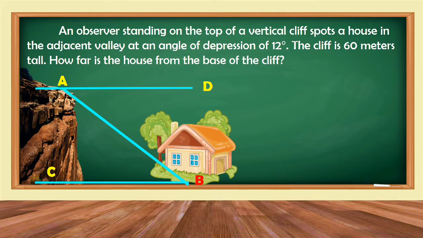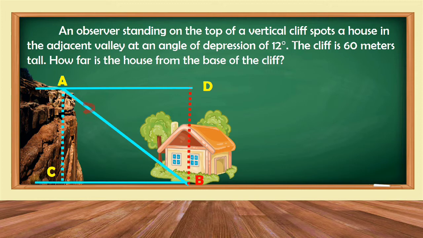Second problem. An observer standing on the top of a vertical cliff spots a house in the adjacent valley at an angle of depression of 12 degrees. The cliff is 60 meters tall. How far is the house from the base of the cliff? We represent the observer as point A, the base of the cliff as point C, the base of the house as point P, and the endpoint of the horizontal line of sight as point B.